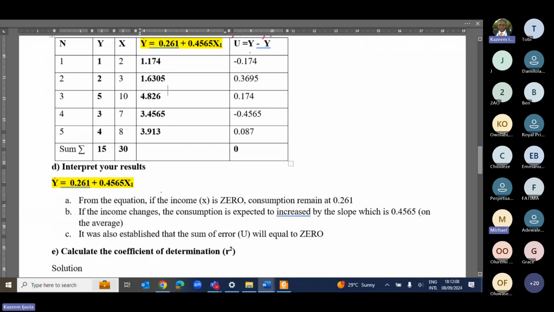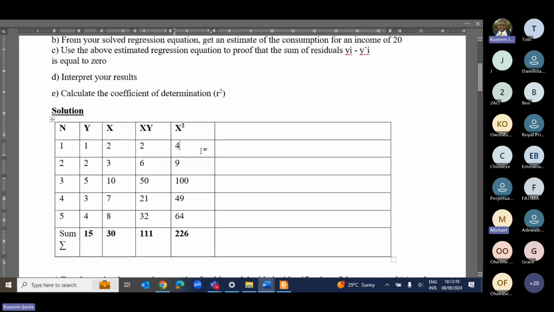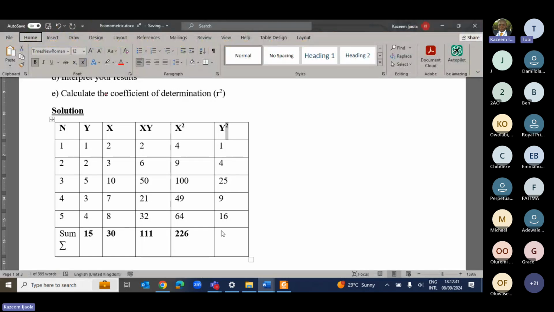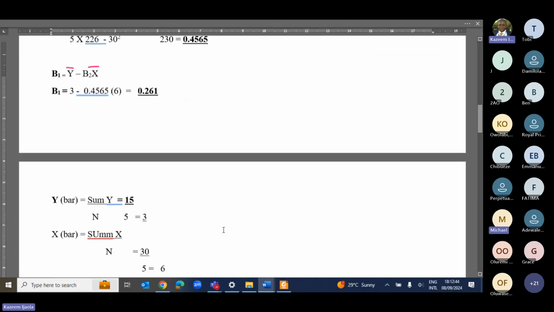Oh, we have not done y square. So let's do y square, please. What is y square? 1 times 1 is 1. 2 times 2 is 4. 5 times 5 is 25. I mean, 5 square is 25, am I correct? 3 raised to power 2 is 9. Yes. Then 4 raised to power 2 is 16. Total it. This is y square, that's 55.